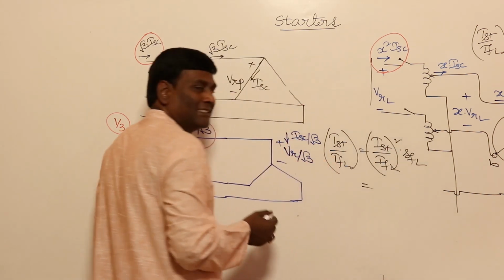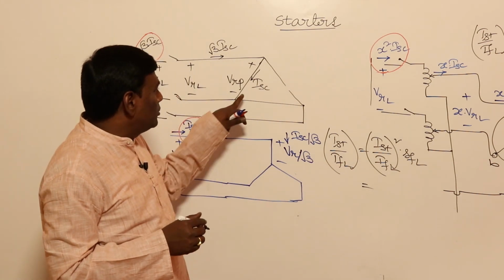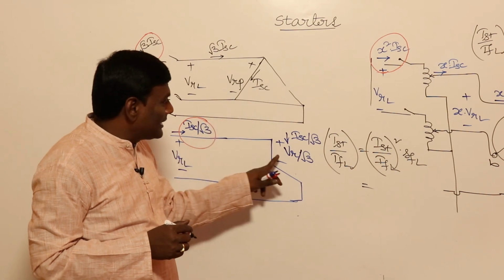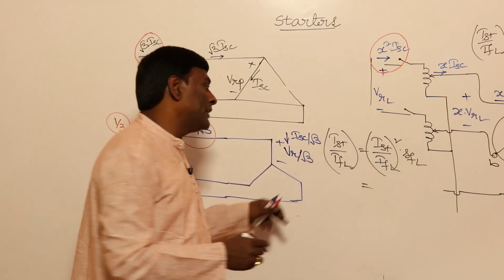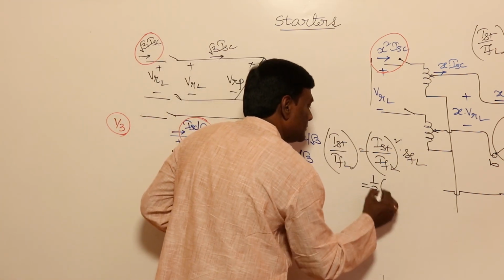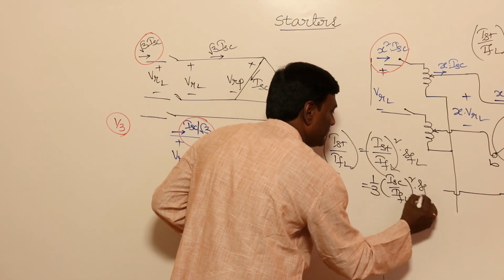Okay, so how much is the starting current phase? Because phase currents will produce the torque. If you directly supply, it is ISC. If you connect it in star, it is ISC by root 3, and (ISC by root 3) square will give you 1 by 3 into (ISC by IFL) square into SFL.